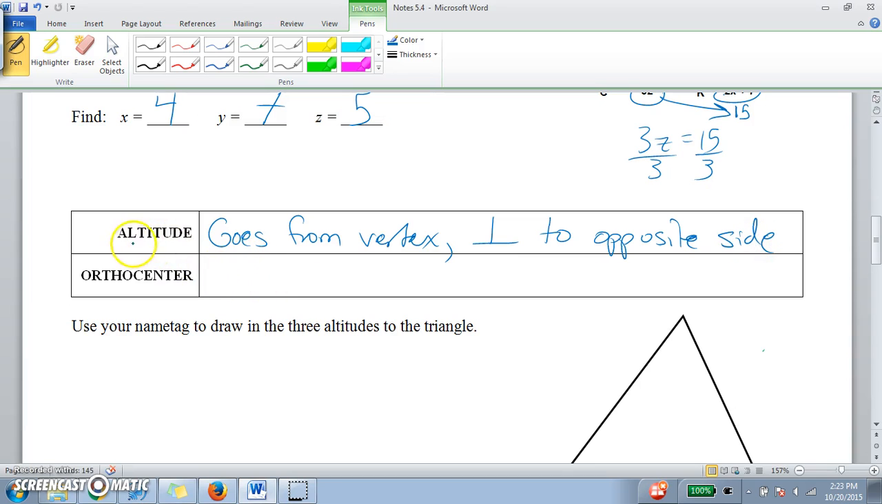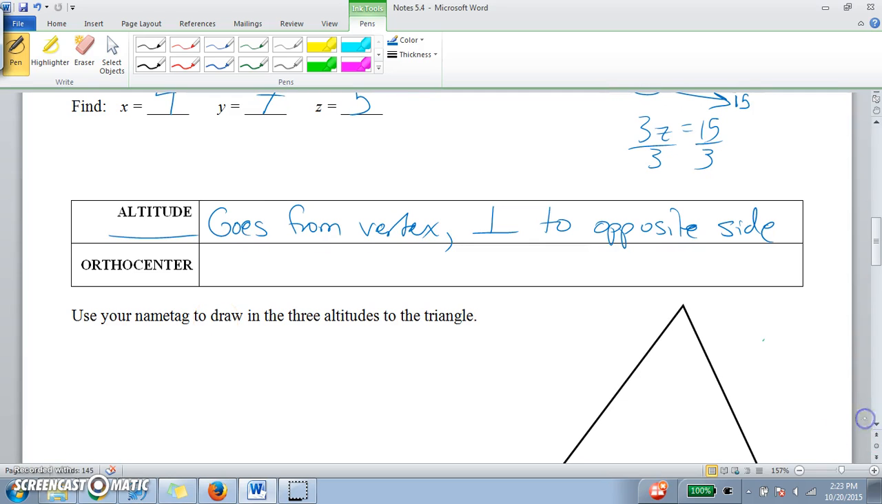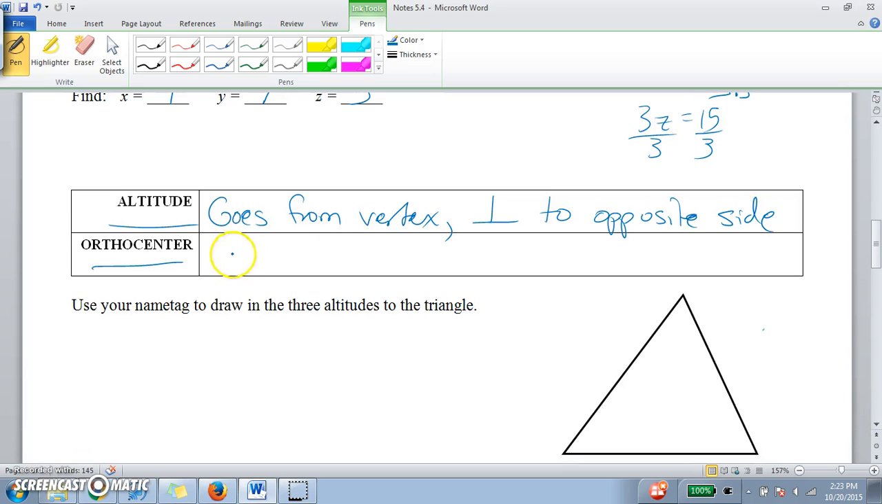So again, all three altitudes in a triangle, each one from the three vertices, are going to meet at one point. That point is called the orthocenter. So the orthocenter is where all three altitudes meet.